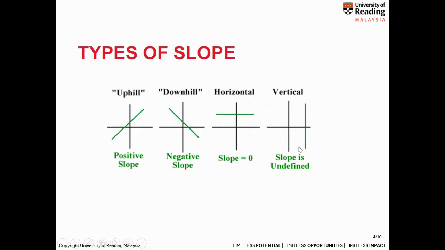The fourth type is undefined. The slope is undefined. You have a vertical line parallel to the y-axis. The equation of this line is x equal to a number, a constant.